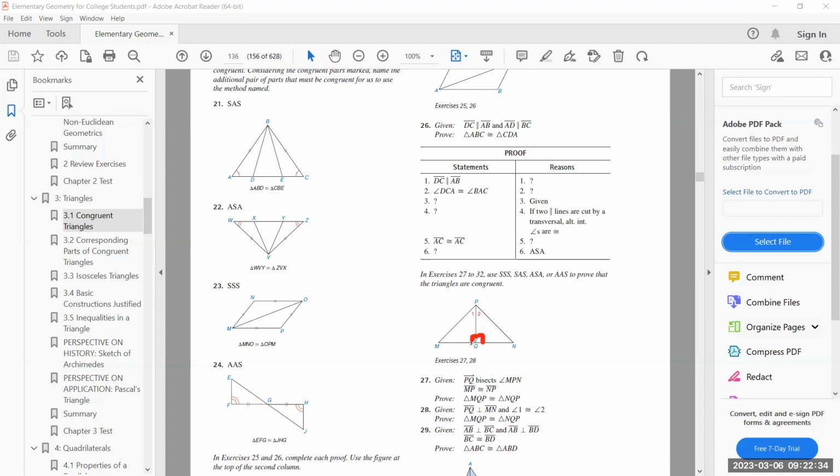Okay, so because those are perpendicular, and you know that angle 1 is congruent to angle 2, right? Yes.